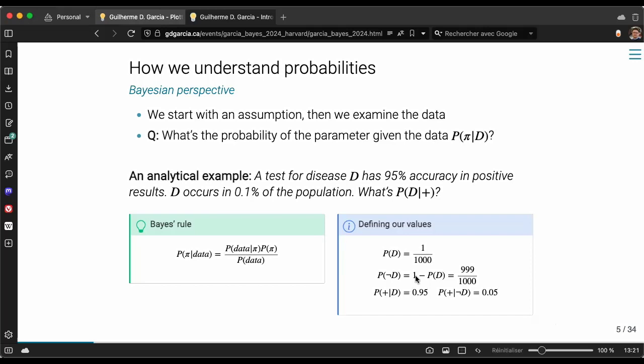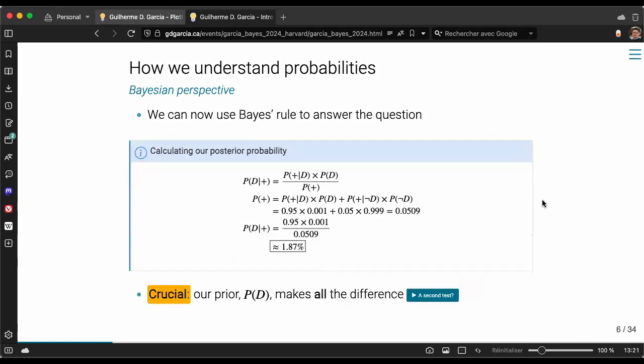Now we just have to define the values here. We know that the probability of the disease is 1/1,000, so it's not a common disease. The probability of not having it is the complement of that. Here's the accuracy of the test, and here's the complement of the accuracy. We have to consider the two possibilities, only two in this case because it's a binary scenario, for the marginal likelihood of the data as a denominator. Now, once we have those values, which are all given to us in the context, the conclusion is that the probability is less than 2%, right? And this is counterintuitive to most people.